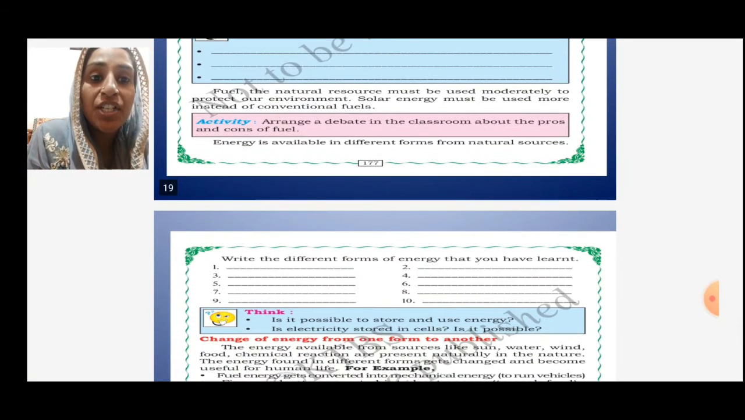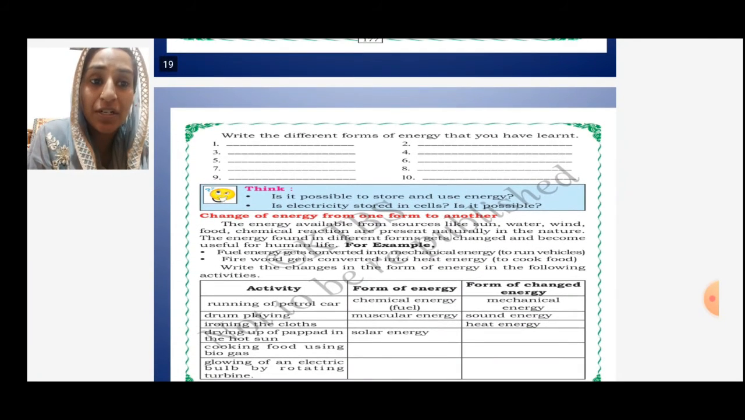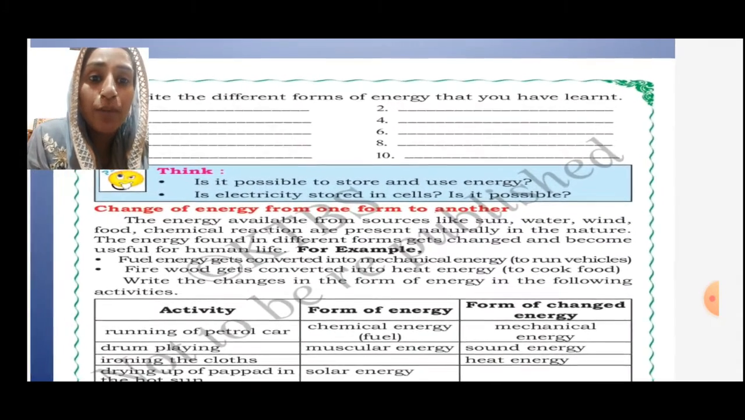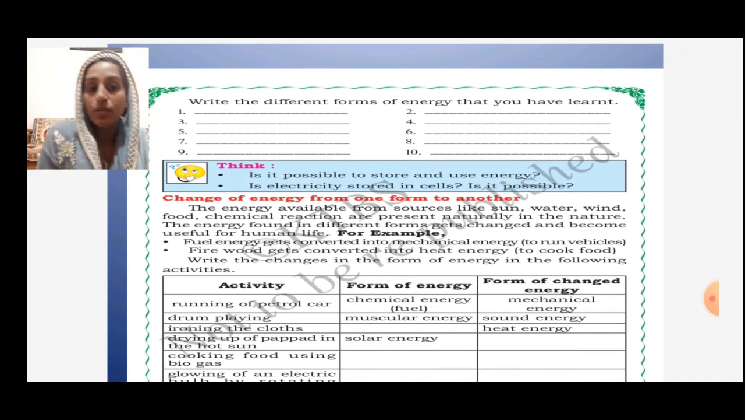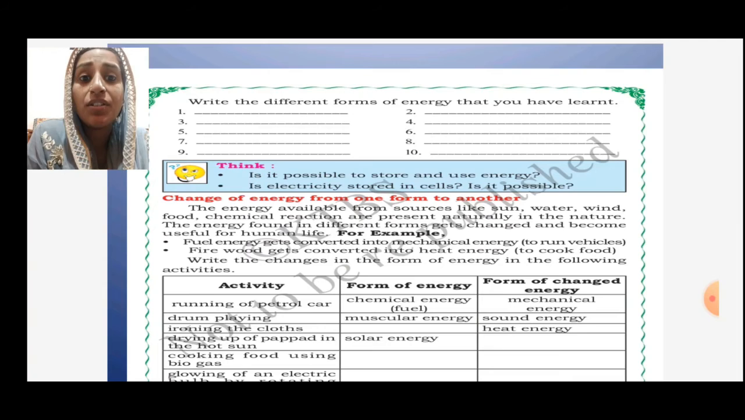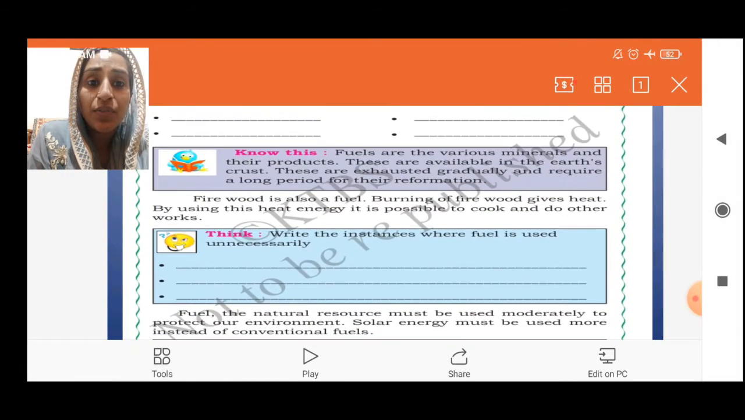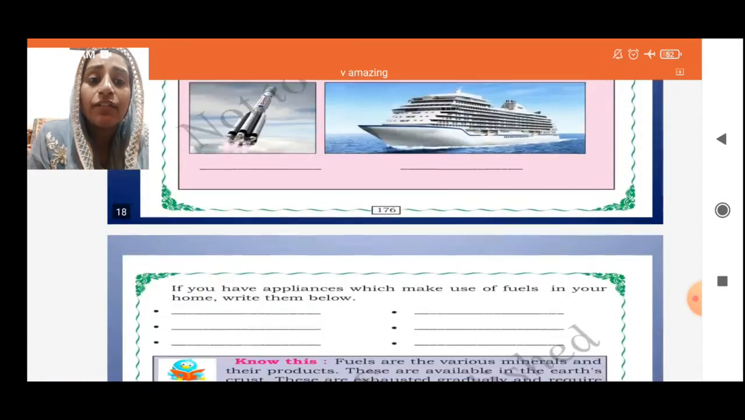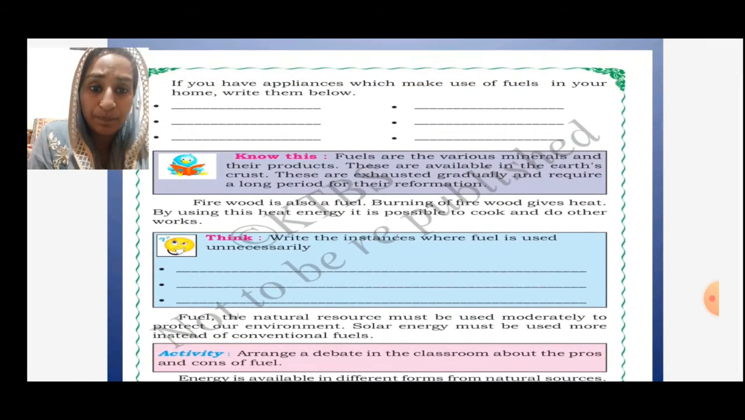Okay. Now, energy is available in different forms from the natural source. Write the different forms of energy you have learned. You have to write all the forms of energy that you have learned. One is your muscular energy, your mechanical energy, your heat energy, solar energy, wind energy. Then fuel energy and chemical energy. These are the different kinds of energies that you have learned here.